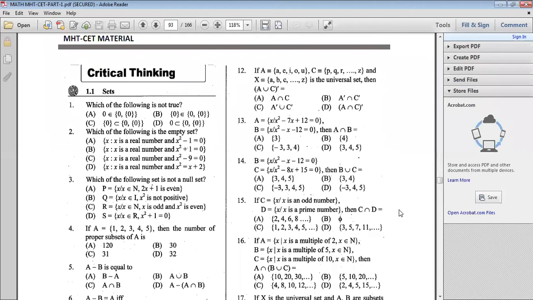Look at the second option, Q: x square is not positive. Is it correct? Yes. Is it a null set? No, it is not. When x is 0, what about x square? Zero. That means that set contains one element, zero. So that is not a null set.